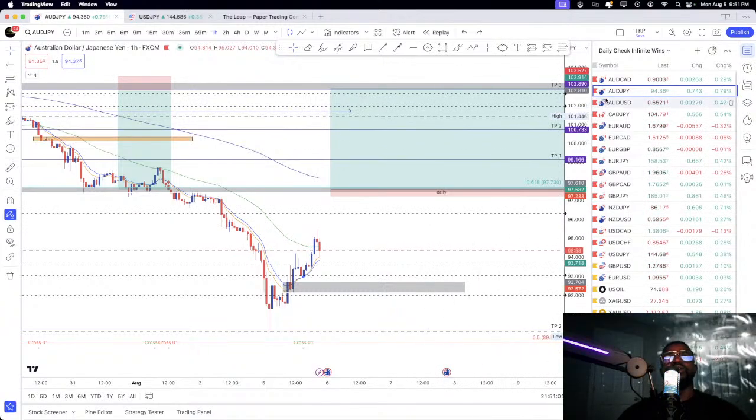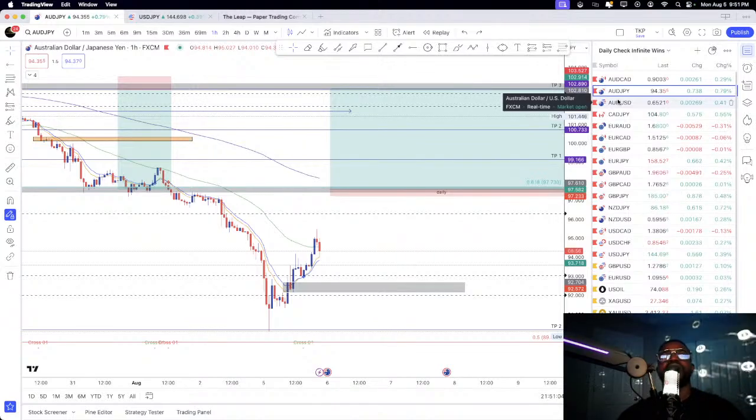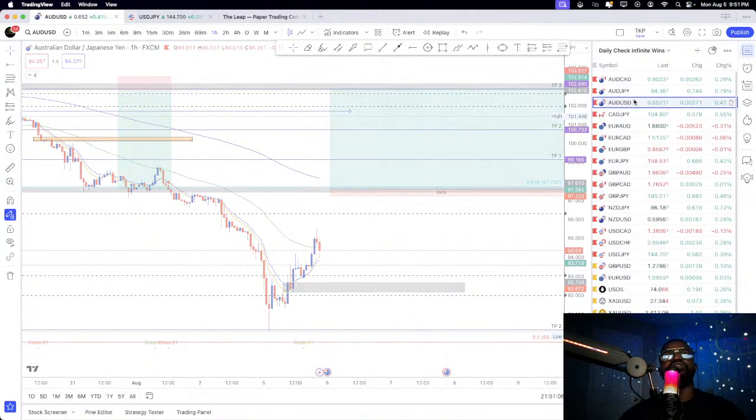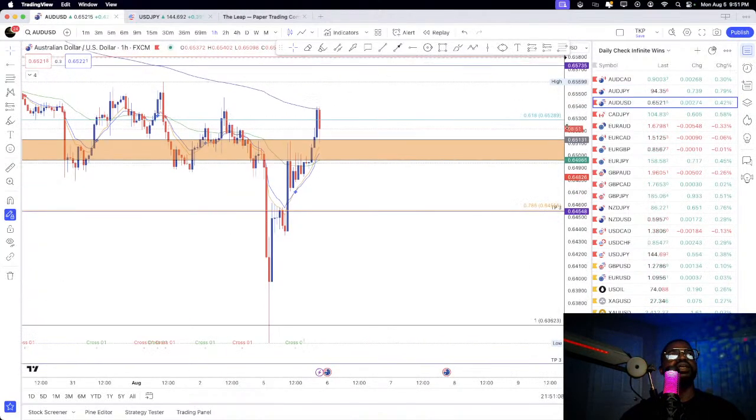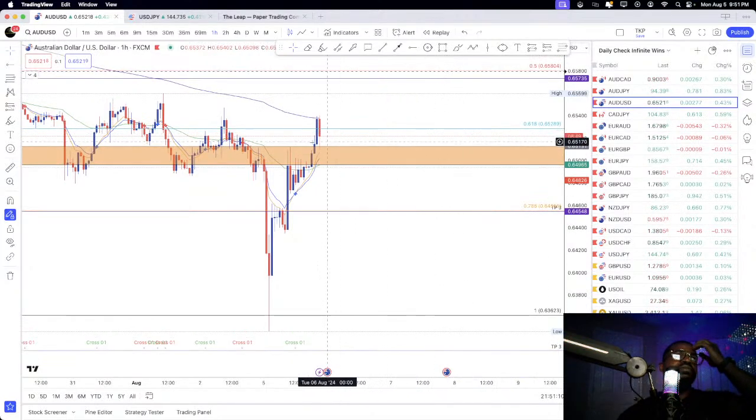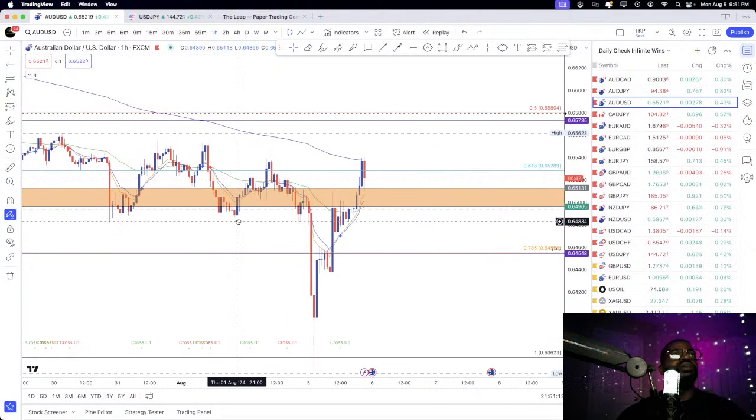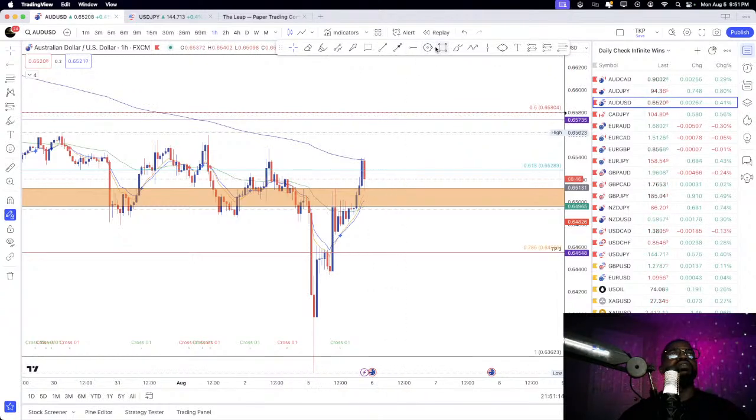So we got a little conditional relationship going on with AUD JPY. AUD USD, we got a rejection off the 618. What was up here at this high?